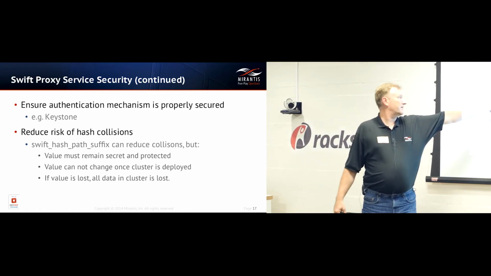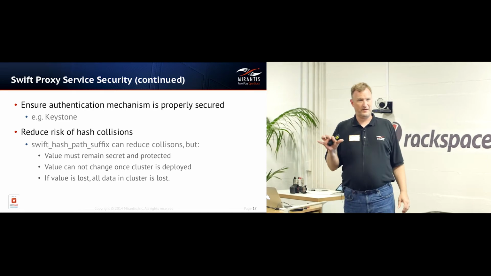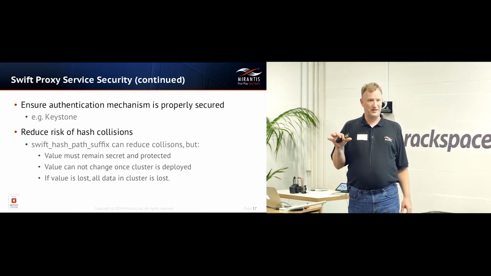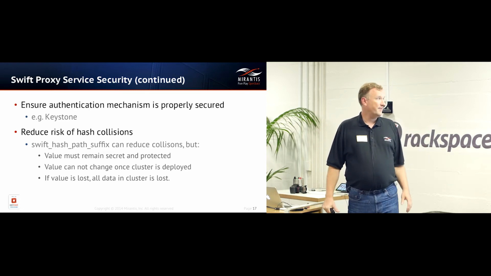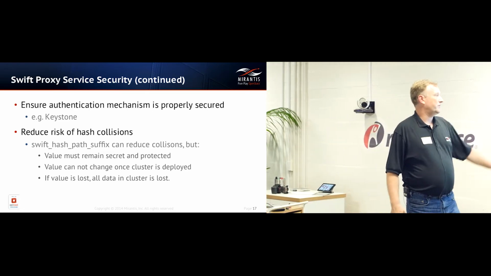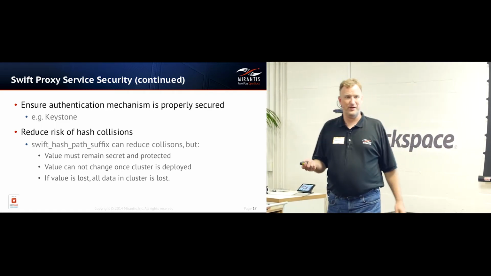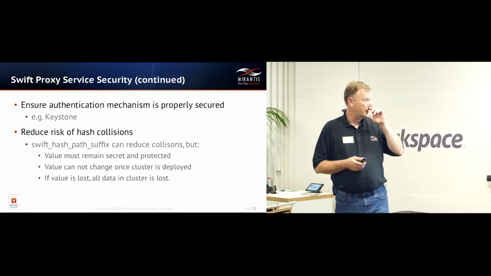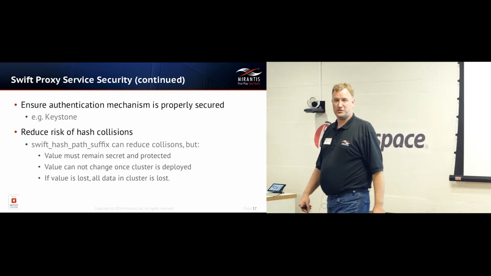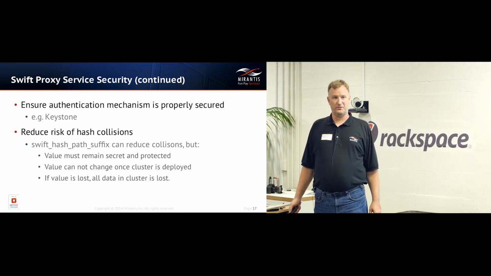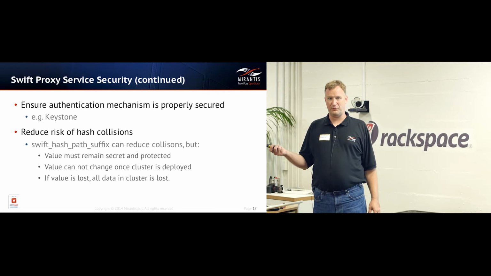There is a configuration item Swift hash path suffix, so the hash path is artificially made more complex. The downside to that is, if you open up that value, you are giving somebody vital information about your object placement. And if the value is ever to be lost, then unfortunately your data is also going to be lost. So protecting that is going to be protected with your life, just like you protect your rings with your life.